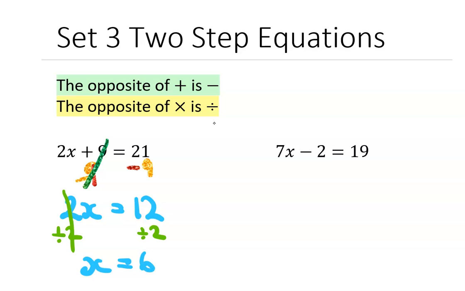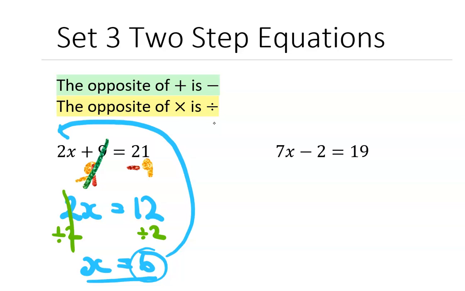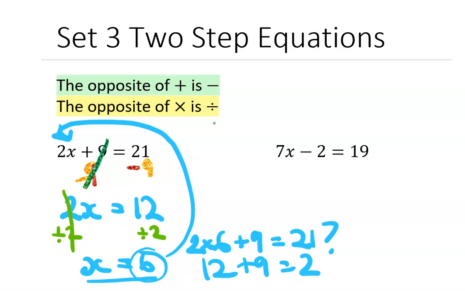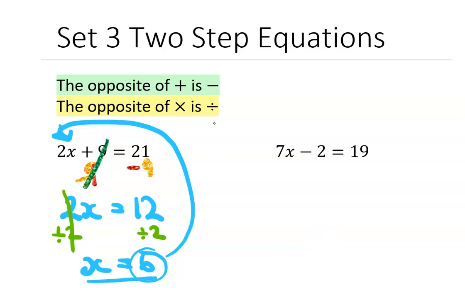Okay, now the great thing about this is you can always check your answer, because if you put x equals 6, so take this 6, put it back into the original equation where the x was, you'll find 2 lots of 6, so 2 times 6 plus 9, does that equal 21? Now 2 times 6 is 12 plus 9, and yes, that is 21, so we know we've got our answer correct. Okay, that's what's great about this, is that you can always check your answer by substituting it back into the original equation. All right, so our answer was just x equals 6.